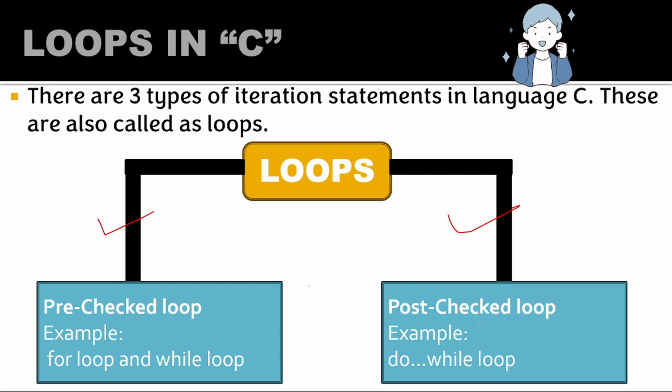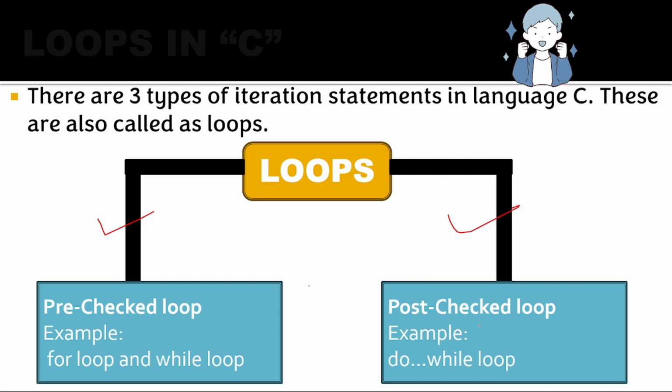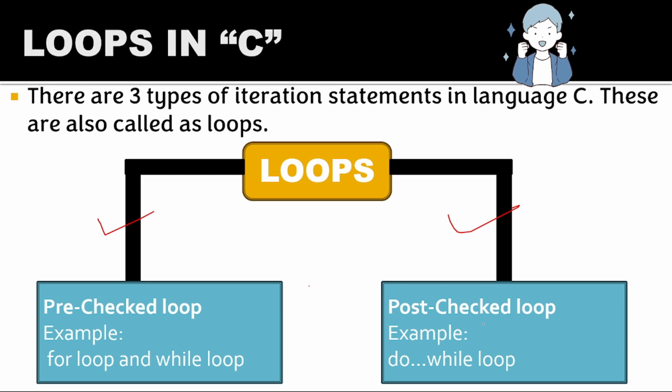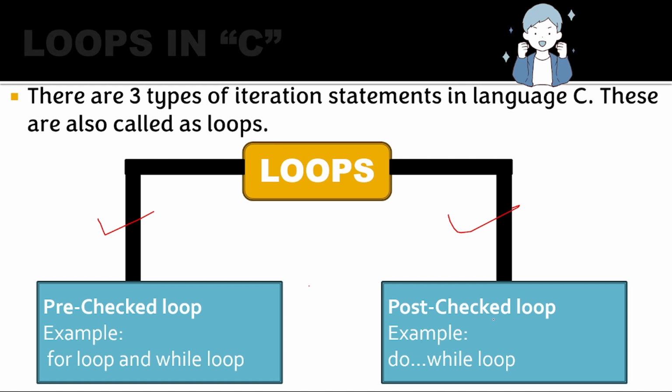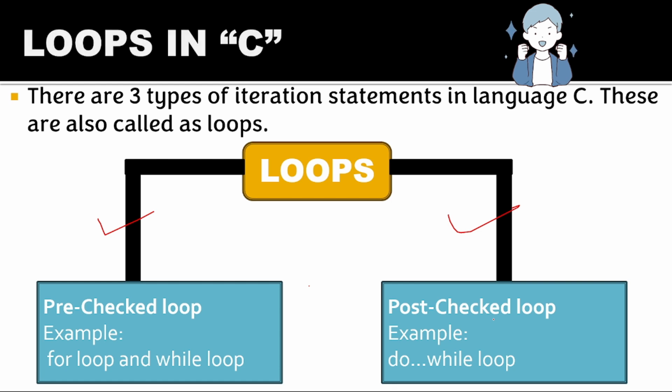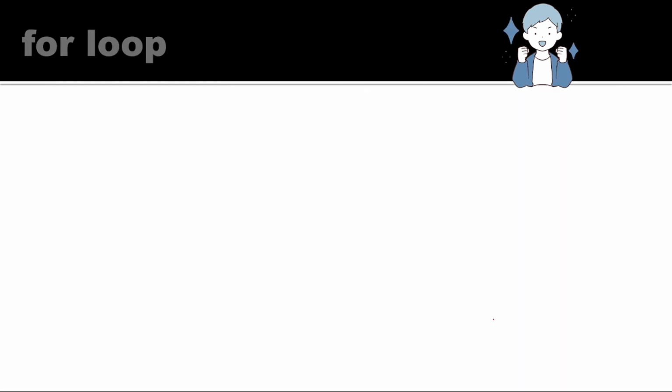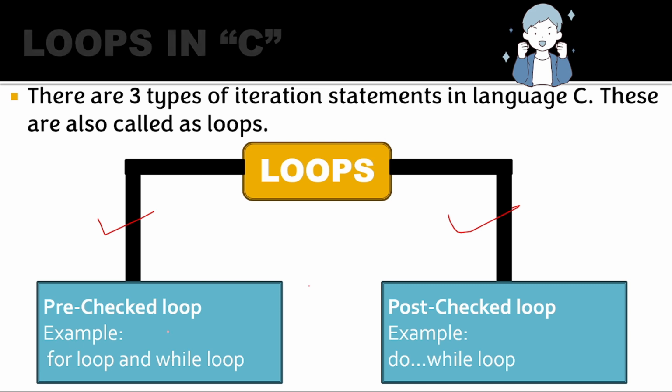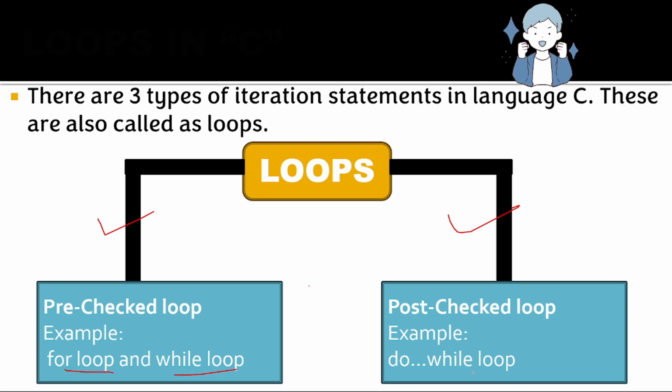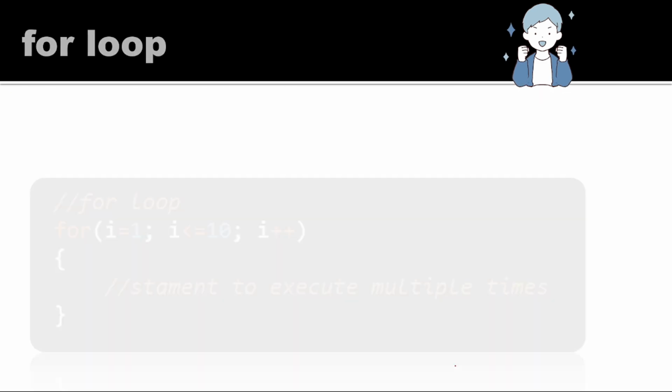The pre-checked kind of loop is the loop in which the condition is checked first and then the activity is performed. But in a post-checked kind of loop, the condition is checked afterwards, so at least one time the body of the loop executes. Hope this is clear. If not, I'm going to cover it and show you in the example. In the pre-checked category, there are 2 loops, for loop and while loop. And in the post-check category, there is 1 loop called do while loop.